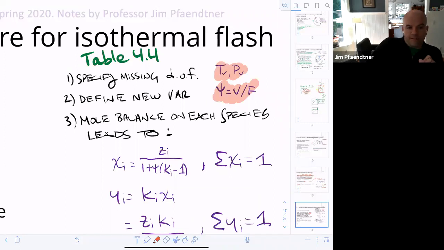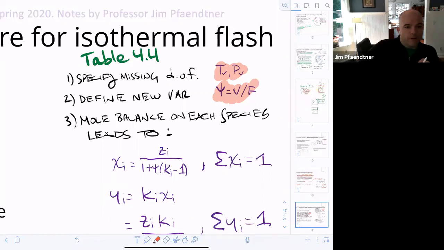So at the beginning of this analysis, we don't know the ratio of V to F. If we did, we could probably solve everything, given that temperature and pressure are known. But we don't know that, and that's the purpose of this analysis, to be able to solve the compositions as well as the flow rates for the whole system.